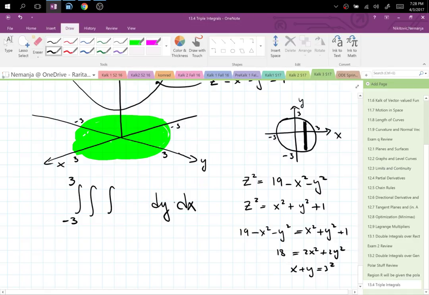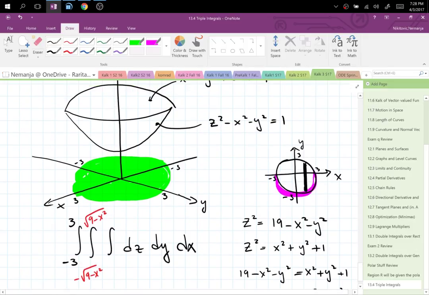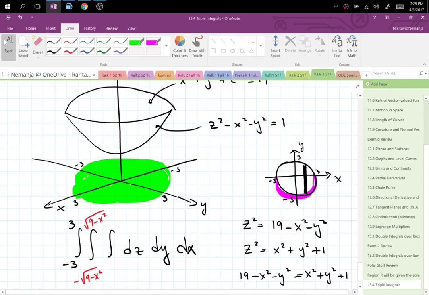The inner one, dy, moves from the bottom half circle, which is in red, negative square root of 9 minus x squared to positive square root of 9 minus x squared. And then finally dz, which is the bottom shape solved for z on a lower limit, which means z equals square root of x squared plus y squared plus 1.